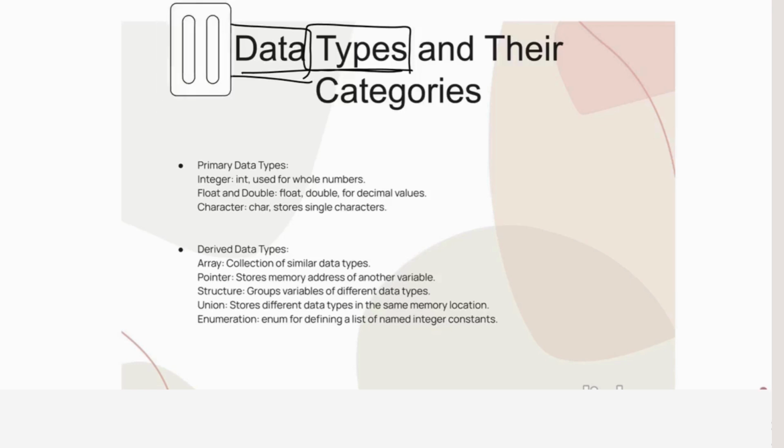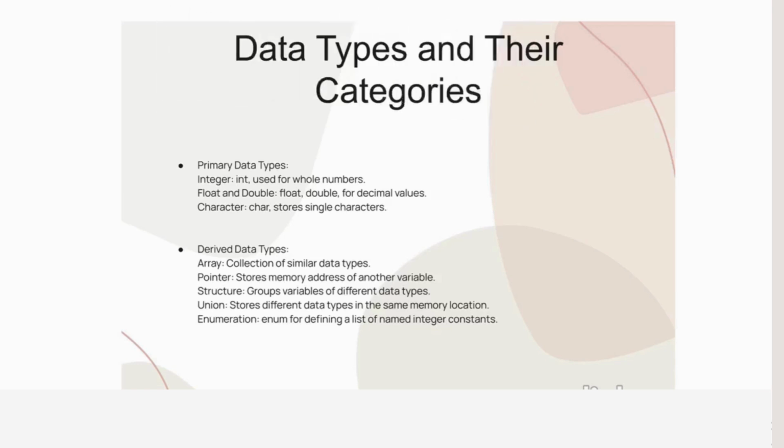Primarily, C supports three basic data types like integer, float, and character. Integer says that I can store only whole numbers like 1000. Float and double say I can store decimal values like 3.14, the numbers which are having fractional parts also. And character says I'll be able to store single characters, let's say in single quotes I. So I'm storing a single letter I.